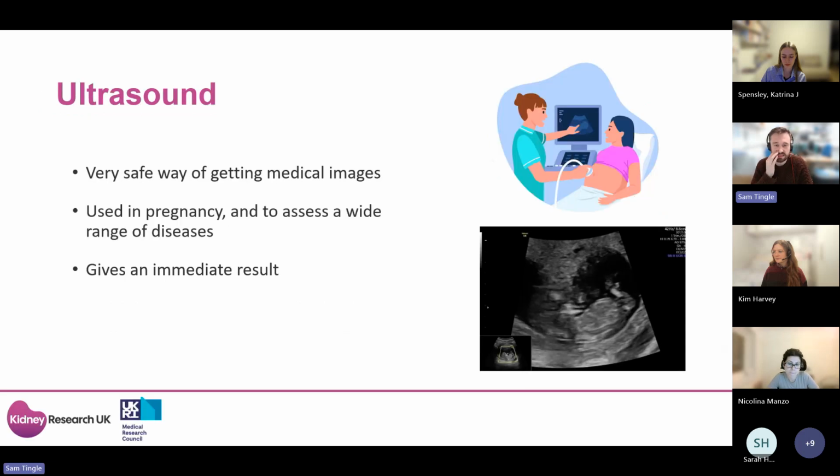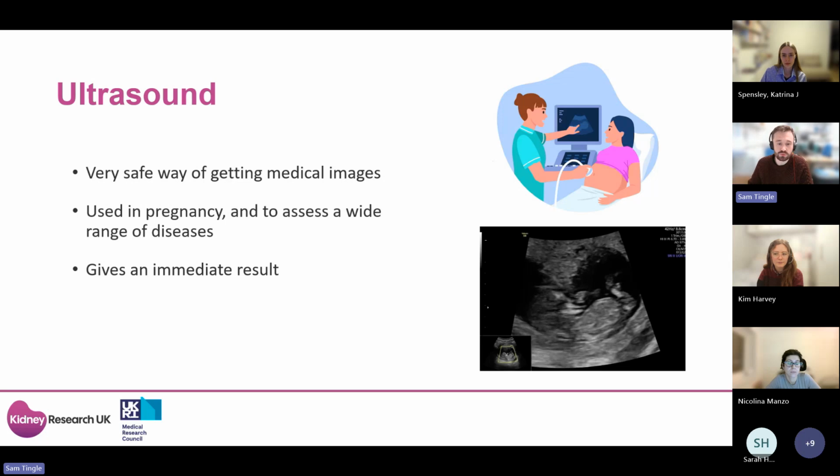The way that we decided to look at the kidneys in this study was to use a special type of ultrasound. And I think we're all at least a little bit familiar with ultrasound as the scan that pregnant women get to have a check on the baby. And what we know from that is that it's a really safe type of scan that can give us an immediate result. So we put the scan probe on someone, we can immediately see what's going on. As well as being used in pregnancy, it's used in a wide range of different diseases.